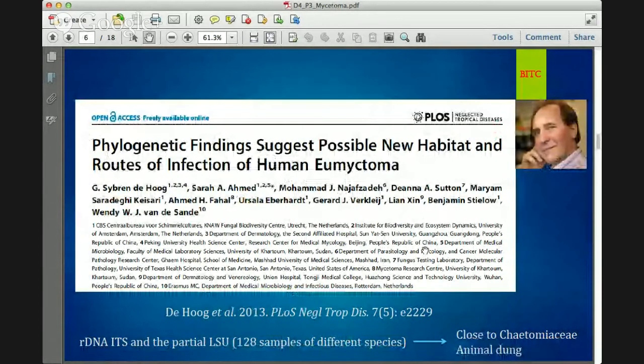So another study by De Hogg et al., 2013, used rDNA or ribosomal DNA internal transcribed spacer and partial large subunit sequences of ribosomal DNA in 128 samples. They found that most of the samples were fungi that have a well-known ecology, and they found that Mycetoma, or Madurella mycetomatis, is very close to the dung-inhabiting fungi.